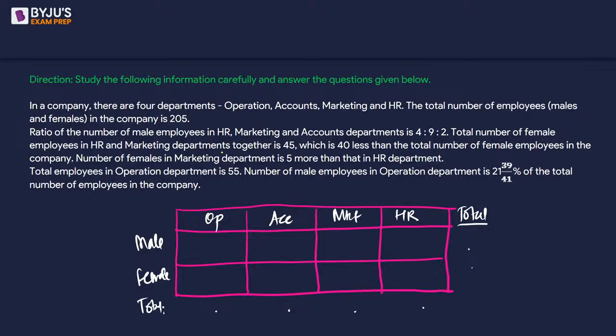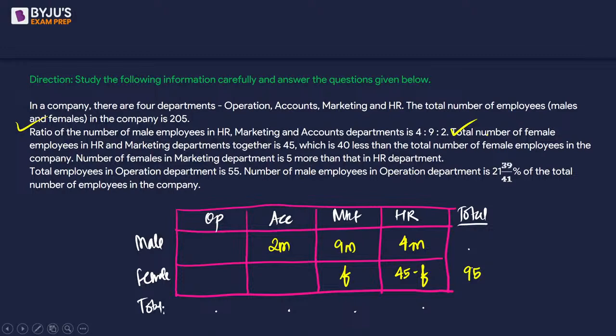Okay, so the first thing says the ratio of number of male employees in HR is, let's say, 4M, marketing is 9M, and accounts is 2M. Next, it says total number of female employees in HR and marketing departments together is 45. So if in marketing we say there are F females, then in HR we are going to have 45 minus F. Now this 45 is 40 less than the total number of female employees in the company, as in the total number of female employees should be 95. So that 95 minus 40 is 45. So we are done with the next statement as well.